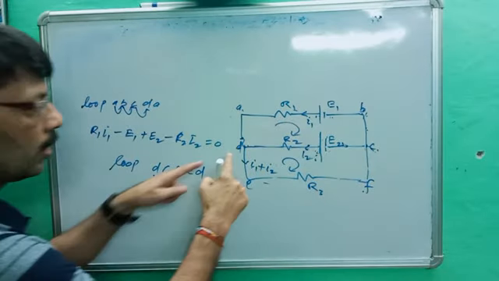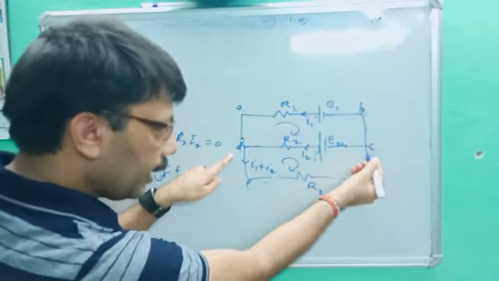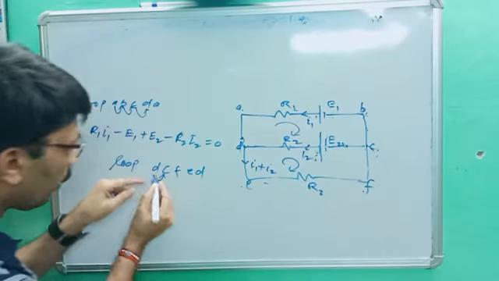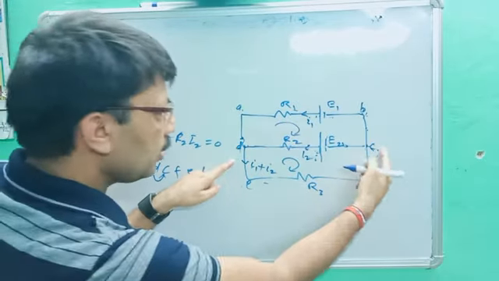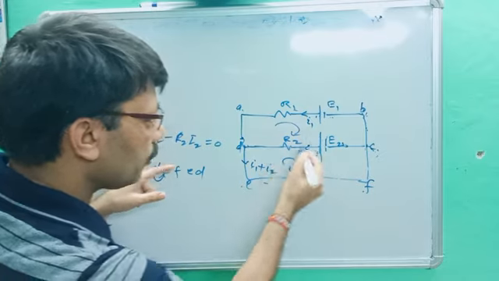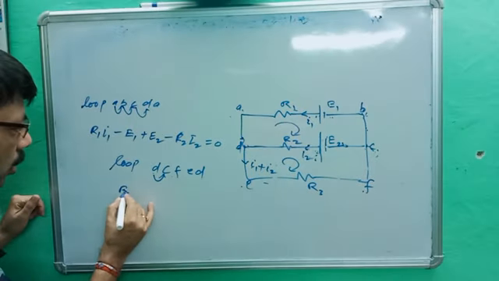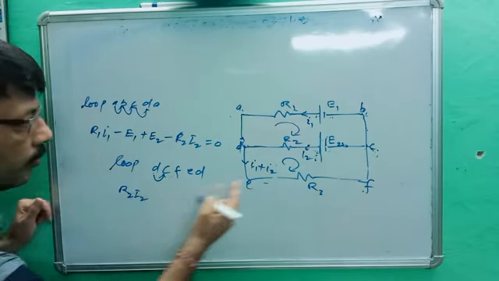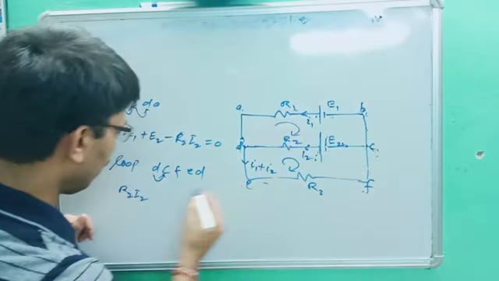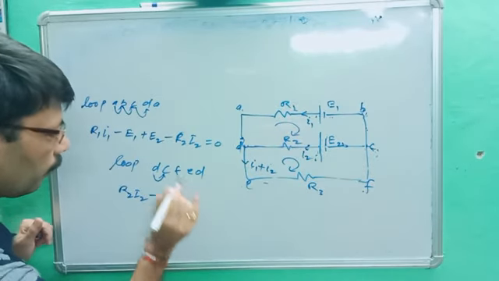D to C. See there, current is flowing from C to D, but our loop is moving from D to C. So D to C, it means their multiplication will be positive. So it will be R times I2, positive to negative, sorry, so it will be minus R2 I2.